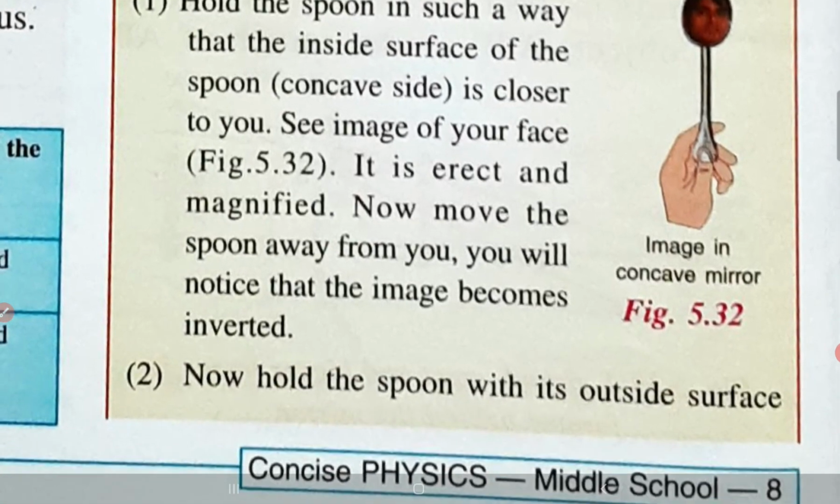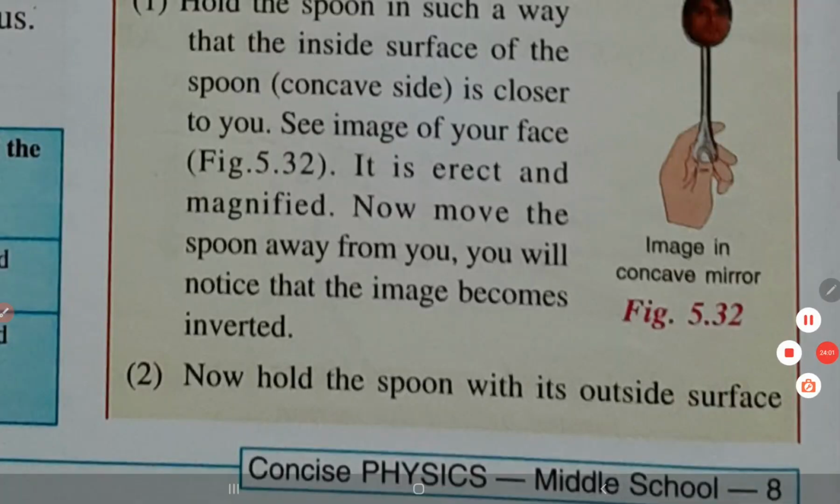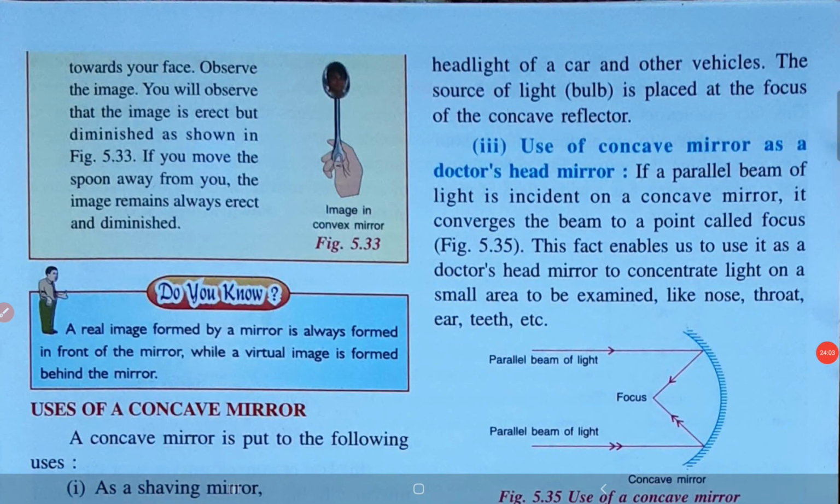Now hold the spoon with its outside face towards your face. Observe the image. You will observe that the image is erect but diminished, as shown in the figure. If you move the spoon away from you, the image remains always erect and diminished. So the real image formed by a mirror is always formed in front of the mirror, while the virtual image is formed always behind the mirror.